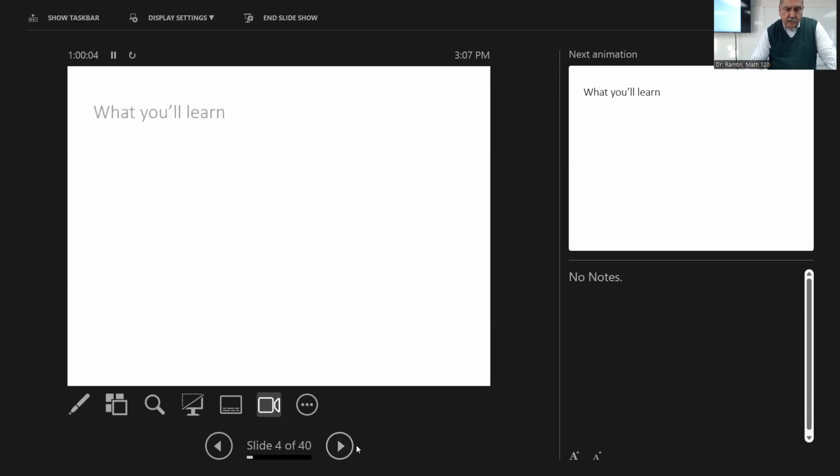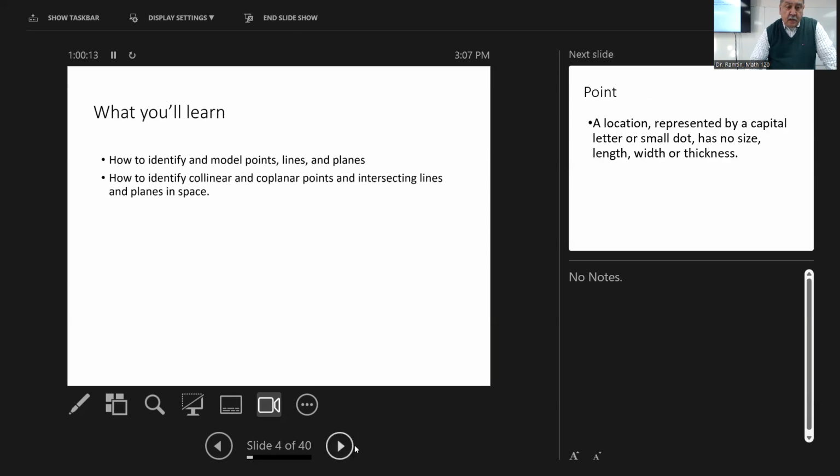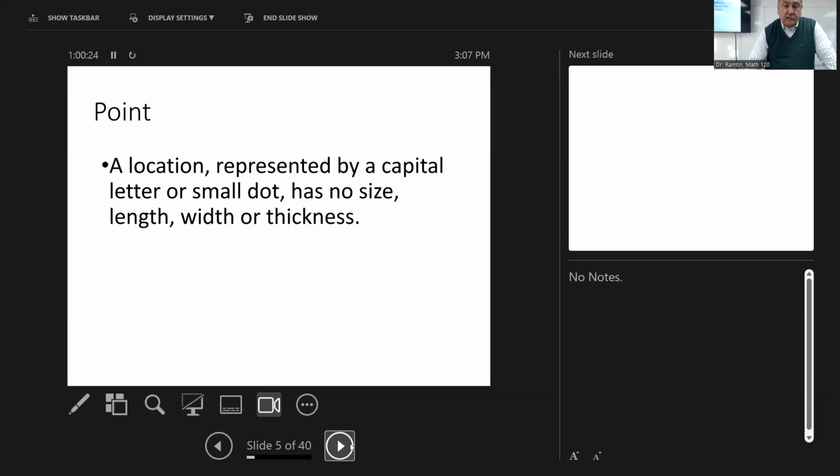What you're going to learn in this session and from the chapter is how to identify and model points, lines, and planes, and how to identify collinear and coplanar points and intersecting lines and planes in space. So let's start with the first part, the point. A point is a location, which, as you can see, is a solid dot and then a letter. It is represented by a capital letter or small dot, and has no size, length, width, or thickness.